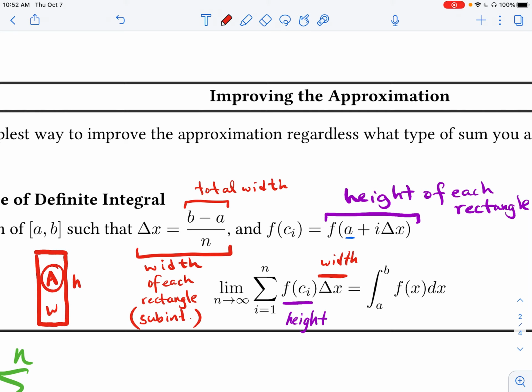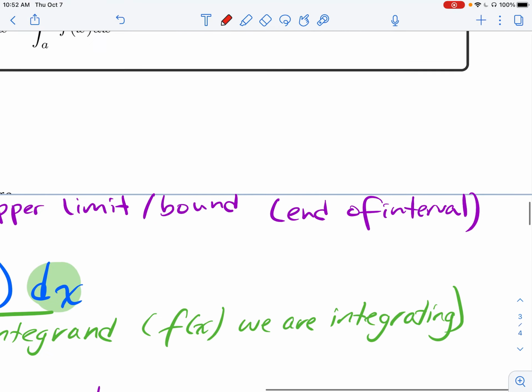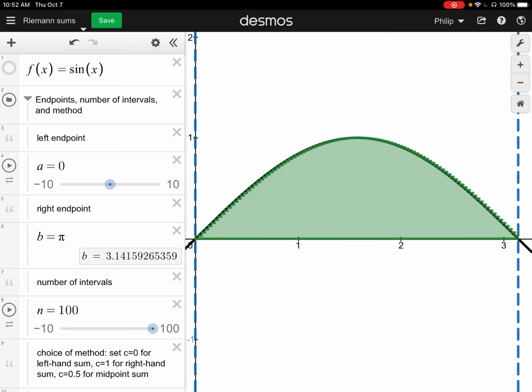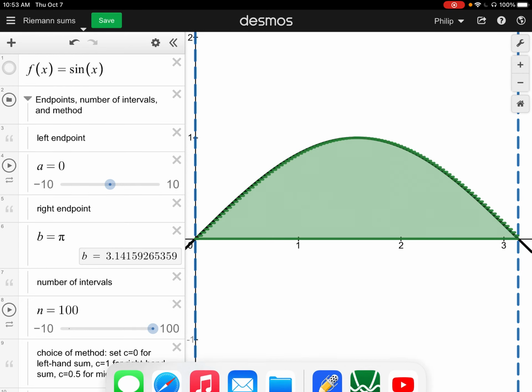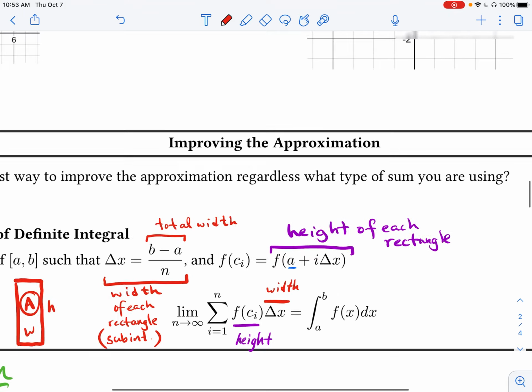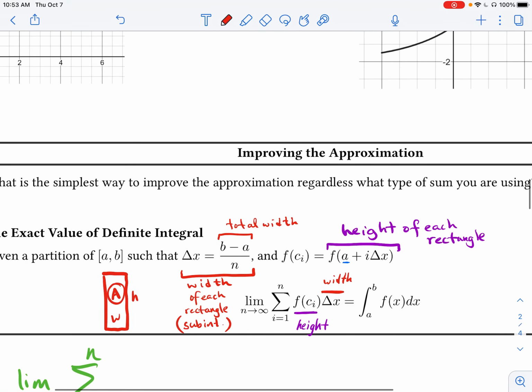How many rectangles are we going to have? We're going to find the limit of this as the number of rectangles approaches infinity. Going back to this, we're finding the limit of the sum of all the areas of this region here, as the number of those rectangles approaches infinity. That is what we call the formal definition of our definite integral.